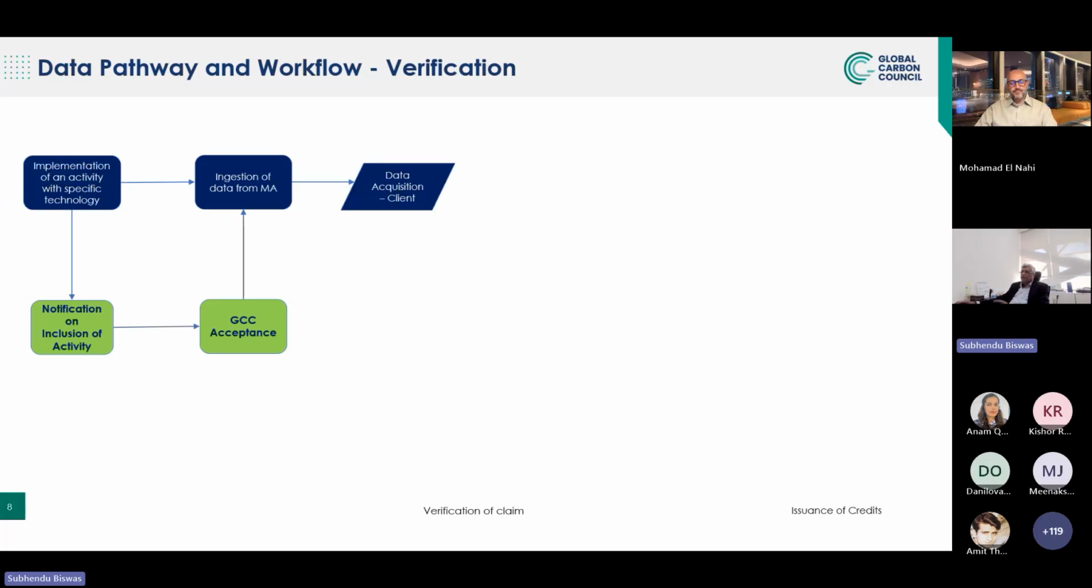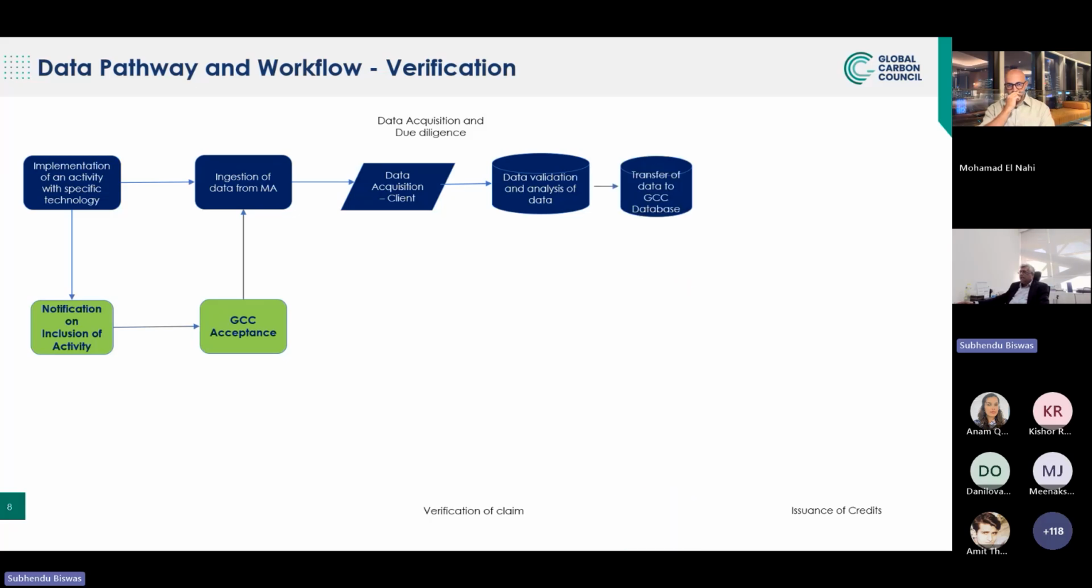Once they pull the data, this acquisition system runs at the back end, and there is a duplication of the data on GCC. It then does a data validation and analysis of the data and transfers this whole data to the GCC database and their own database. Now the client converts this raw data into the claims. So it's a continual job. The client every day morning might log in and say, okay, how much credits do I have? Based on the last day's data, he knows the amount of credits that is getting accumulated on the project.